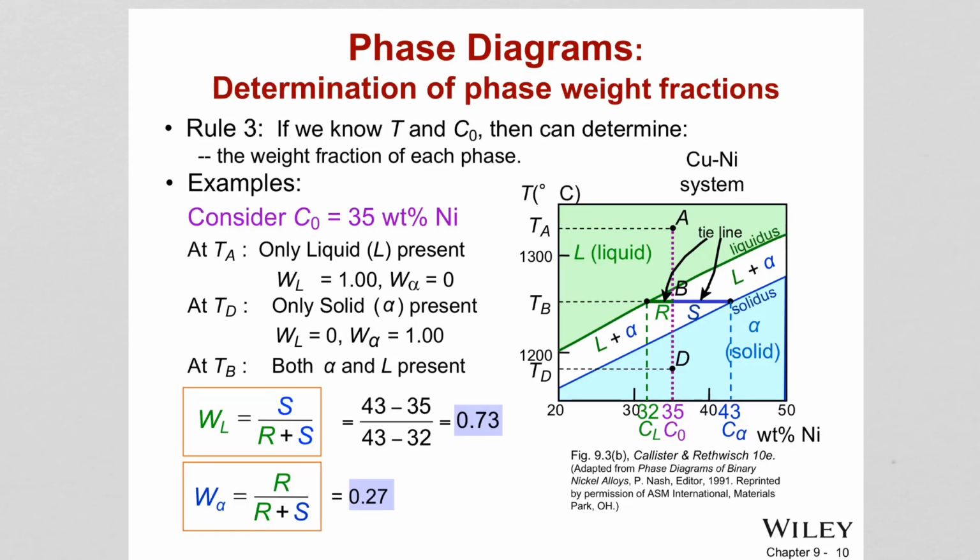So if you know the temperature and the initial composition, you can determine the weight fraction of each phase. What does it mean? If you are in a phase region where you have liquid and solid in equilibrium, the liquid and alpha in this case, that means you can figure out the percentages of alpha and liquid, how much liquid there is, how much alpha there is in the overall alloy mixture. So let's do the same example here, okay?